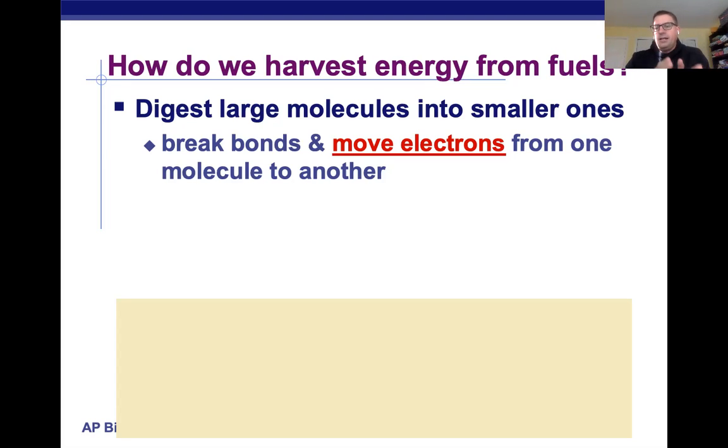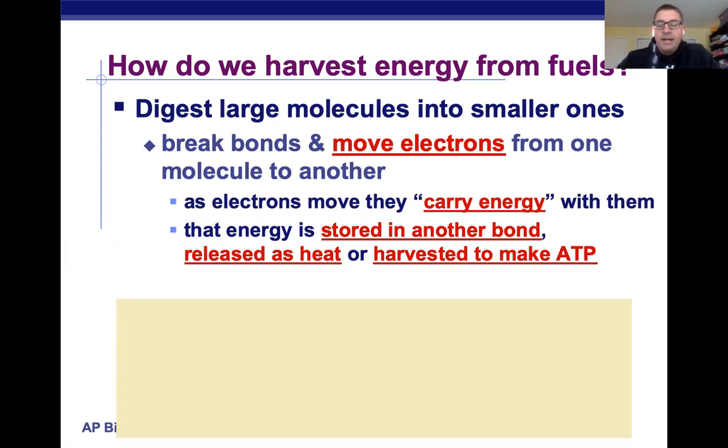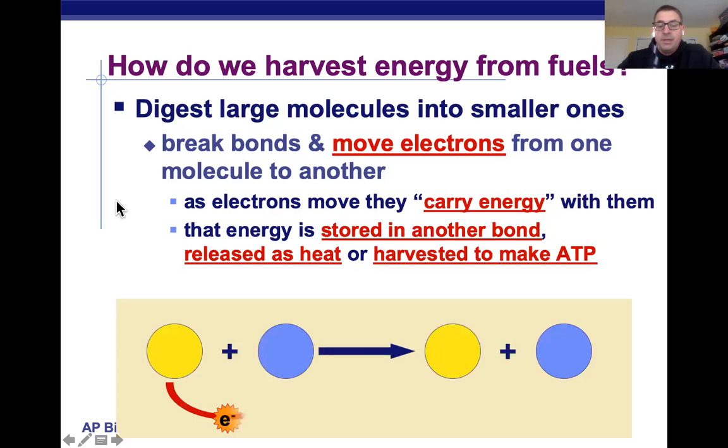Okay, and what that does is it causes that electron, every time it moves to a more electronegative molecule, it is moving to a more and more stable configuration. And as anything moves from a less stable configuration to a more stable configuration, it releases energy. Okay. So as these electrons move, they are going to carry energy with them. And that energy is going to be stored in another bond. It could be released as heat, or it could be used to make ATP, right?